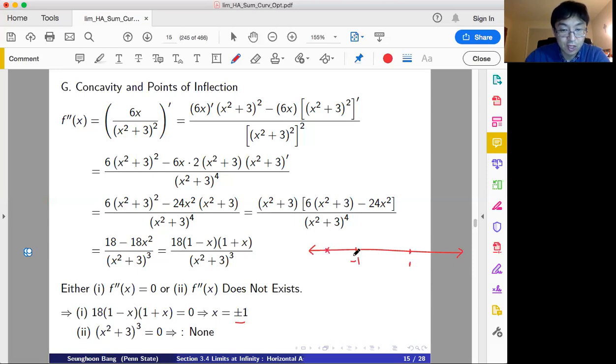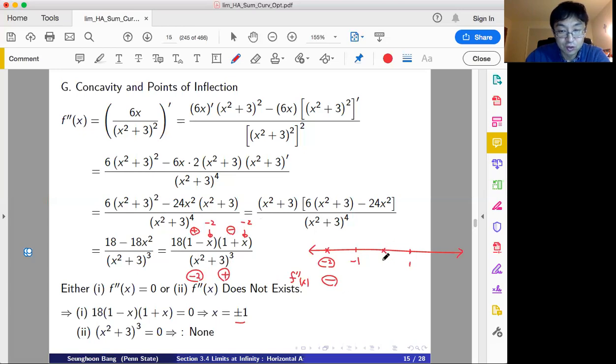You can choose a test point, like -2. You plug -2 into the second derivative. 1 minus -2 is positive. 1 plus -2 is negative. -2 squared plus 3 is always positive. We have only one negative, so this is negative.